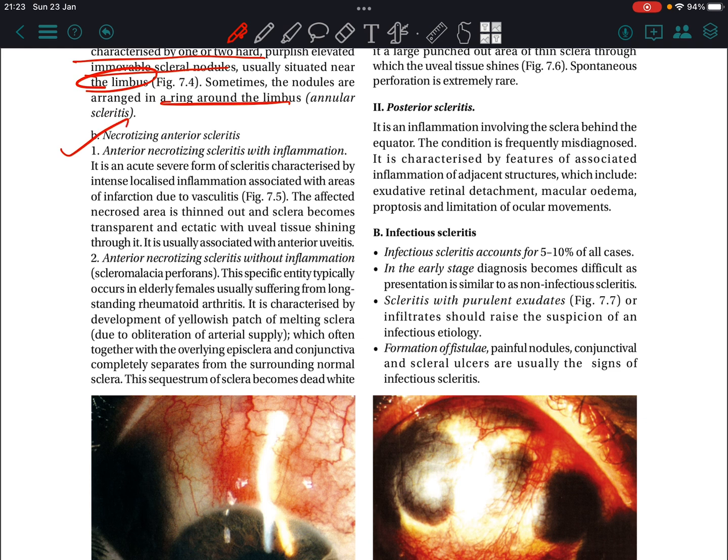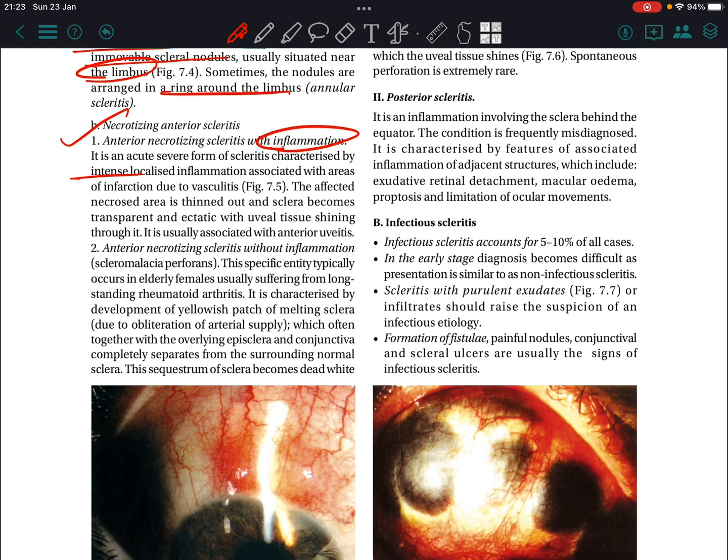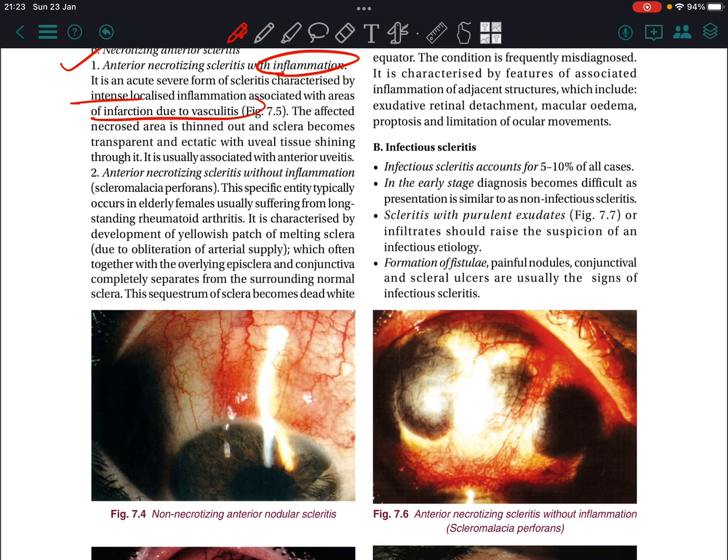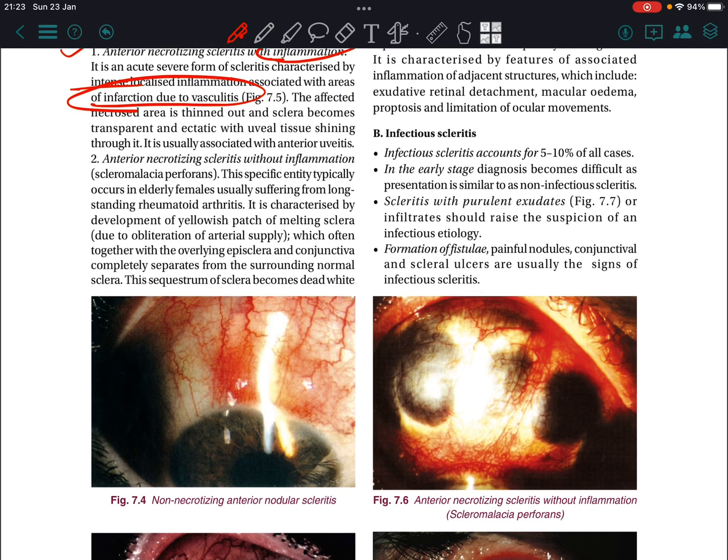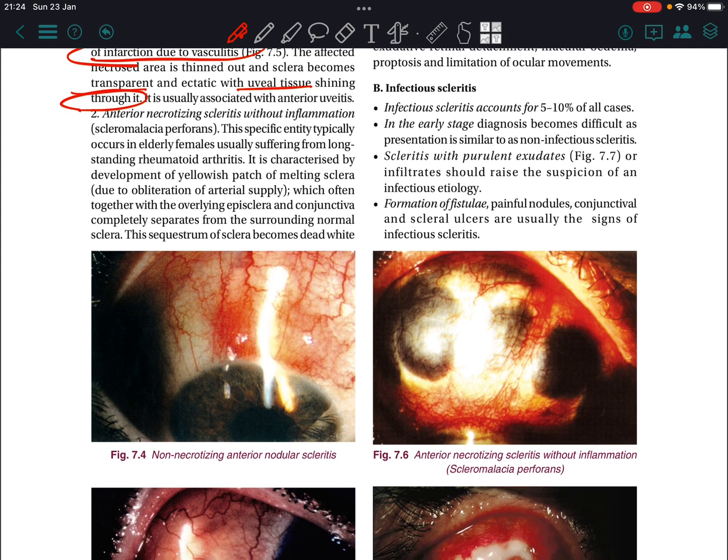Necrotic anterior scleritis. Anterior necrotic scleritis with inflammation. It is an acute, severe form of scleritis characterized by intense localized inflammation associated with areas of infarction due to vasculitis. The affected necrosed area is thinned out and the sclera becomes transparent, ectatic, with uveal tissue shining through it. Anterior necrotic scleritis without inflammation.